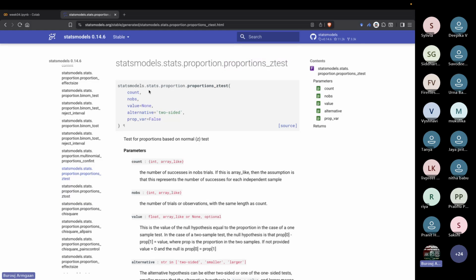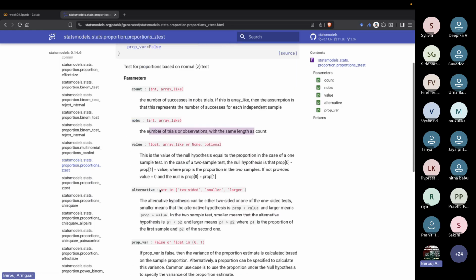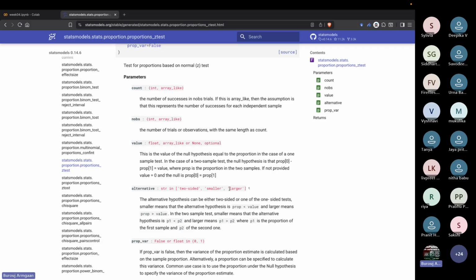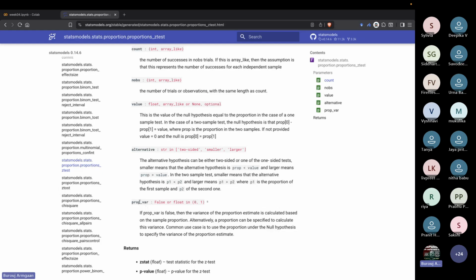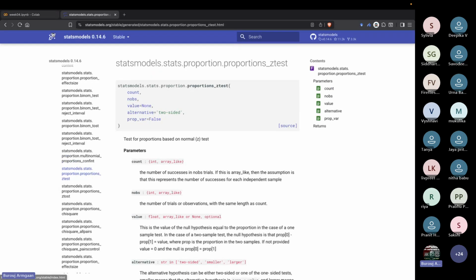You would notice that it takes these things. It takes the count, then the number of observations, which is the number of trials. You have your value, which has certain default values. The alternative in our case would be larger because we believe that more people are dropping out than they have reported. And finally, this is the critical part, which we will see what happens with.